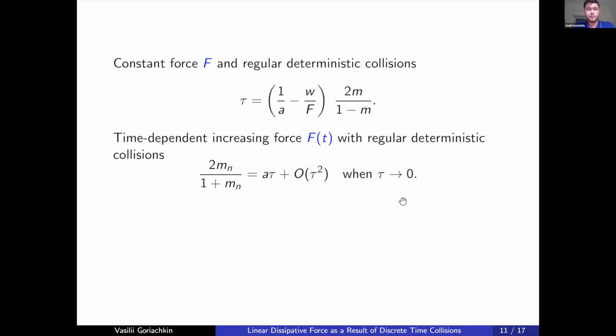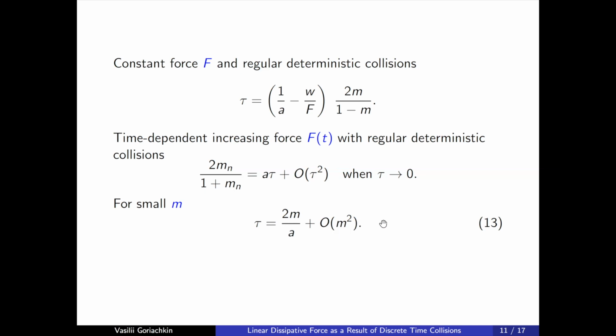But for small m, if you remember, the time-dependent force f of t goes to infinity when t goes to infinity. For example, in the first model, if this constant f goes to infinity, then this term will disappear, and it will be only 2m over a times 1 minus m. But if m is small, this one is 1. So the main term will be tau equal to m over a plus something of order m squared.